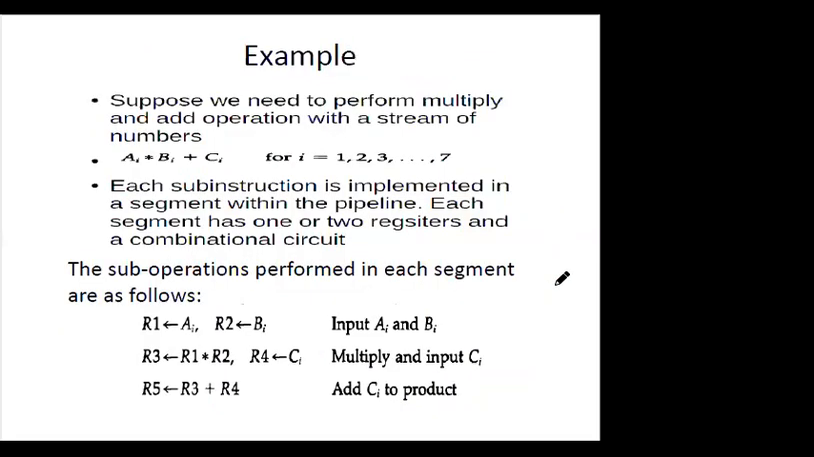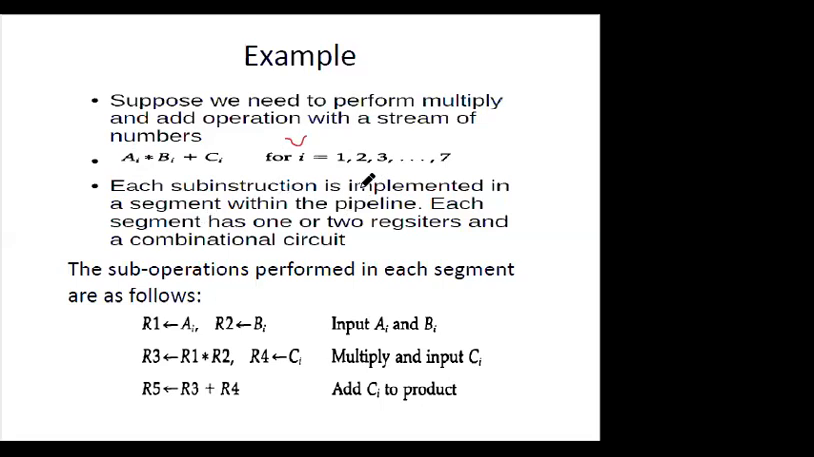Moving forward, let us take an example. We have a brief example that has been taken from your basic reference, Computer System Architecture by Morris Mano. Suppose we need to perform a multiply and add operation with a string of numbers. Suppose we have three numbers A, B, and C, and these numbers can vary from 1 to 7.